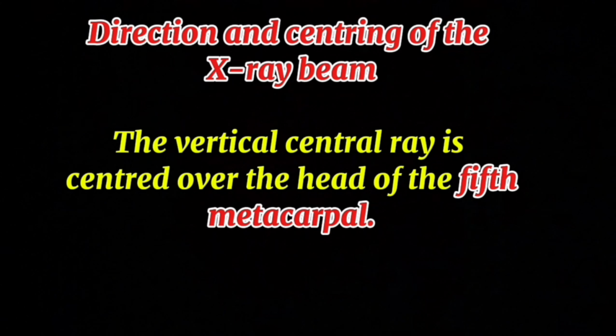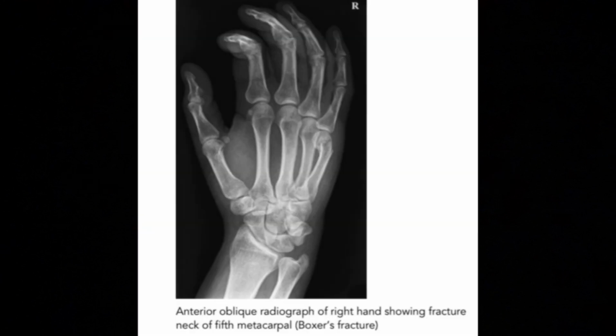Direction and centering of the X-ray beam. The vertical central ray is centered over the head of the fifth metacarpal. You can see the picture shows the anterior oblique radiograph of the right hand showing fracture of the neck of the fifth metacarpal, boxer's fracture.